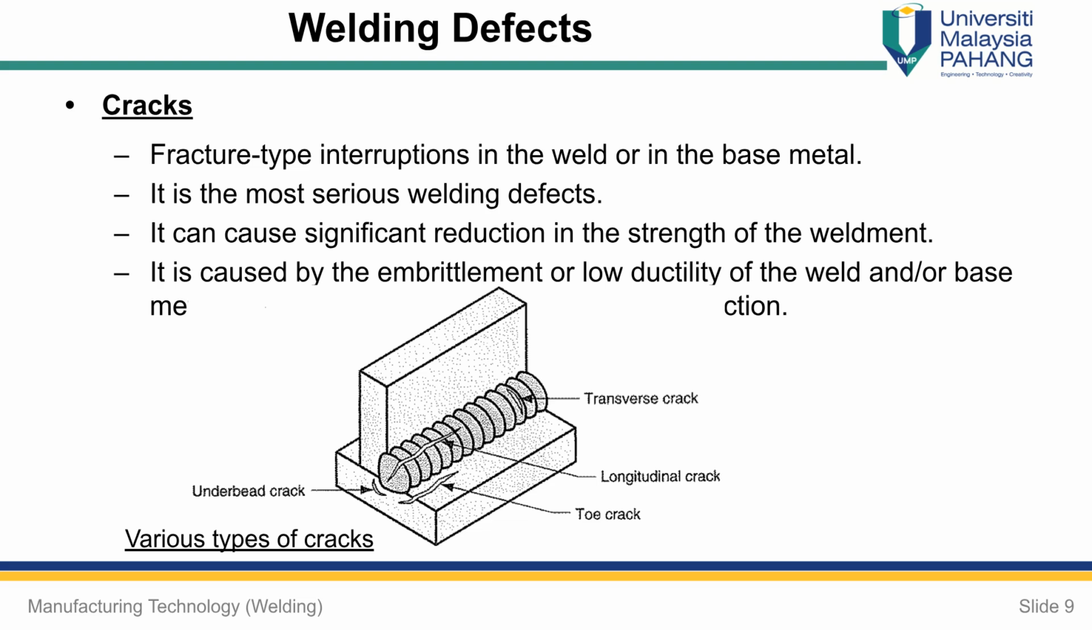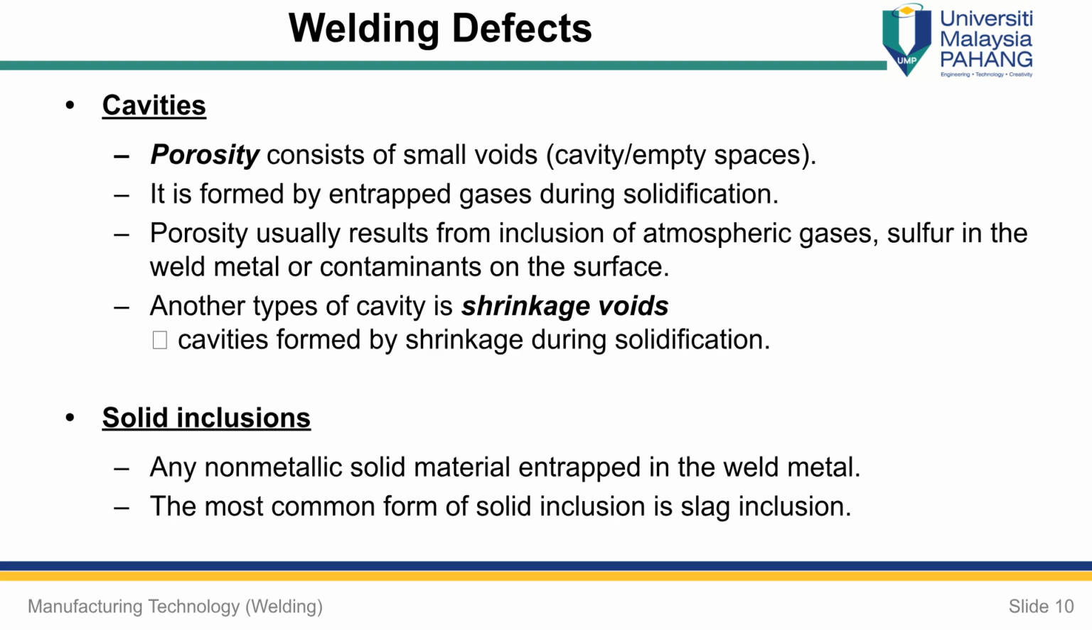Cracks are among the most serious welding defects, causing fracture-type interruptions and significantly reducing strength. They are caused by embrittlement or low ductility, combined with high restraint during contraction. Welding defects include cavities, such as porosity, which are small voids from entrapped gases or contaminants. Shrinkage voids are cavities formed during solidification.